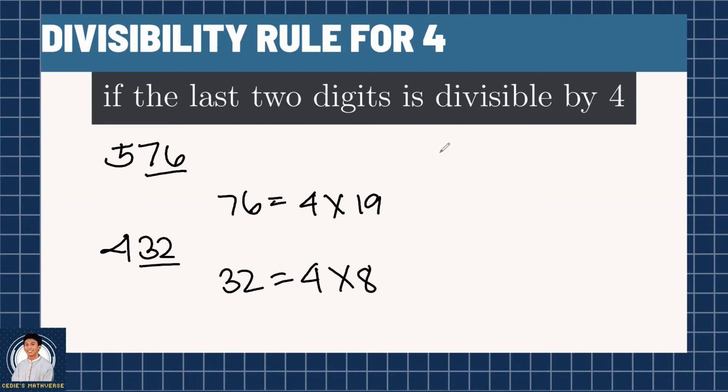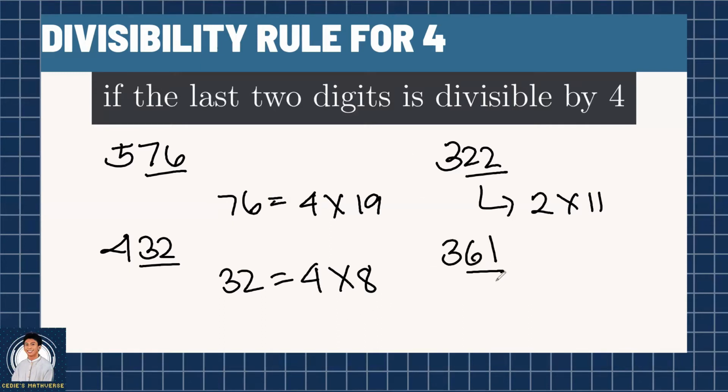However, numbers like 322 are not divisible by 4 since 22 is not a multiple of 4. It's just 2 times 11 and no other multiple of 2 can make it suffice. The same goes for 361 simply because it is an odd number. If it is an odd number, it's not divisible by 2 and it cannot be divisible by 4 as well, since in the first place, it is not an even number.